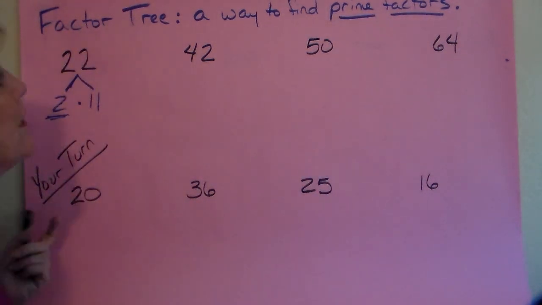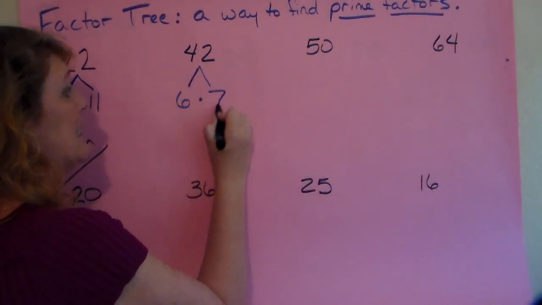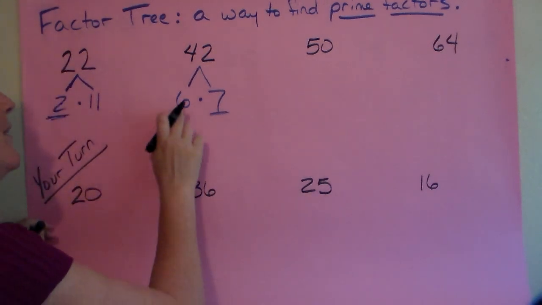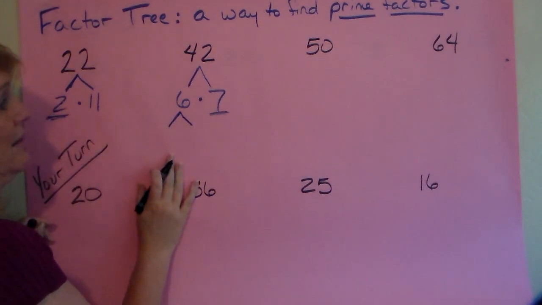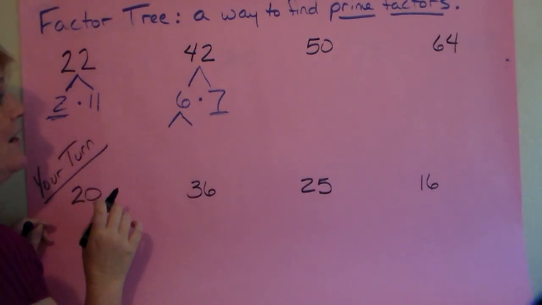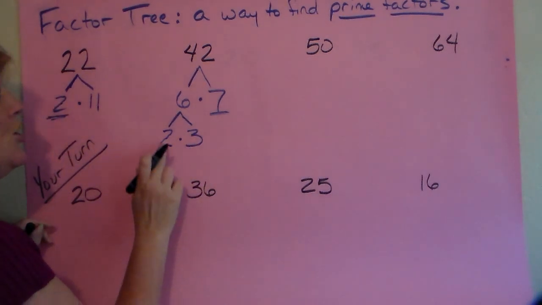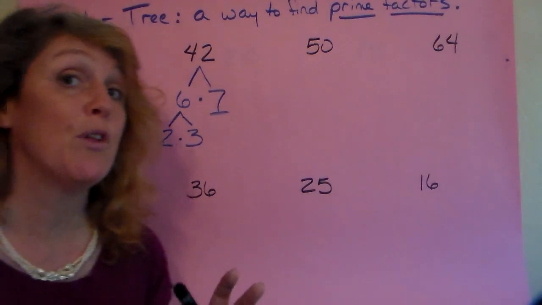So now let's try 42. Now if you know your multiplication tables, 42 is 6 times 7. Now I know that 7's a prime number, so we're done here, but I also know that 6 isn't. So 6 I have to keep going. I'm going to break 6 down now into its components, and it's 2 times 3. 2's a prime, 3's a prime, 7's a prime. So now I know I'm done with 42.